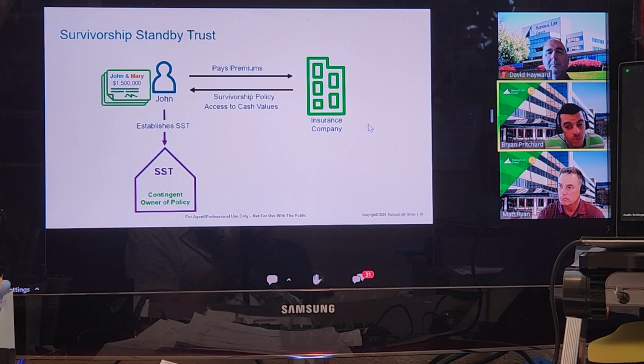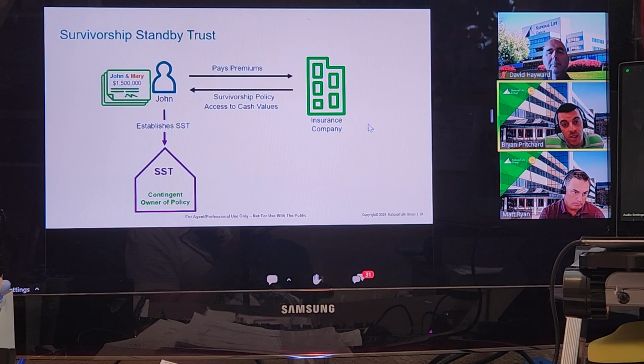In this situation, John is going to be directly paying those premiums on an annual basis because John is the policy owner, which means these aren't gifts. These are just literally expenses to John, right? He's making a payment, aka a life insurance premium, into the policy. Because of this setup, where John is the current owner and our survivorship standby trust is the contingent owner, while John is alive, John also is going to have full access to these policy values.